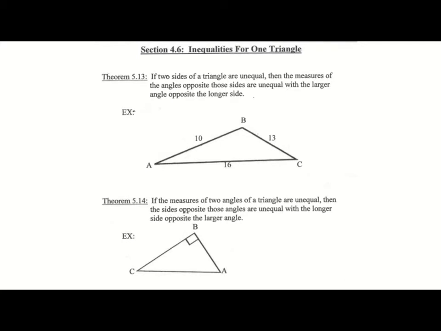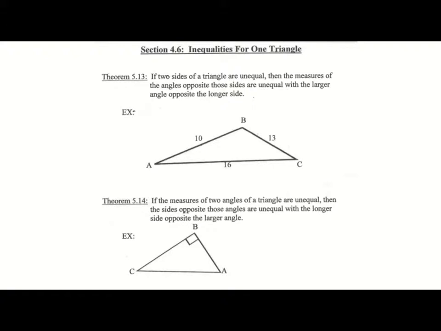Today's section 4.6 is talking about inequalities for one triangle. So our first theorem says that if two sides of a triangle are unequal, then the measures of the angles opposite those sides are unequal, and the larger angle is opposite the longer side. It seems like a lot, but we'll break it down on this one.